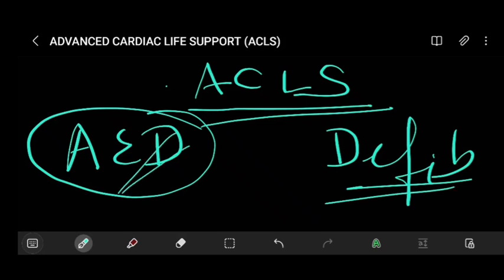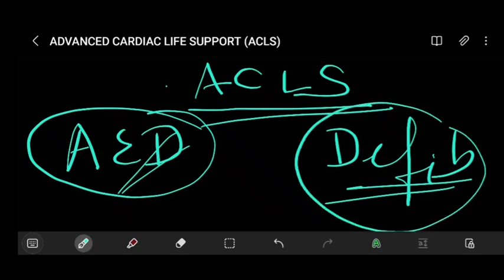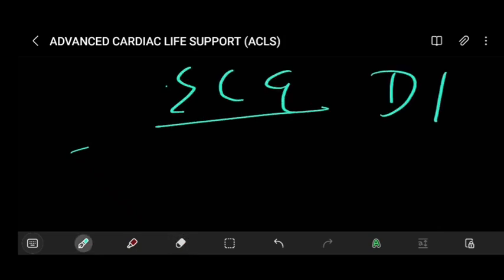The machine analyzes the rhythm and says whether it is shockable or not shockable. But in case of ACLS, the person or doctor should decide whether you have to give a shock or not. It is dependent on you yourself. It is not machine dependent. And here you will do an ECG, and you will do the differential diagnosis.